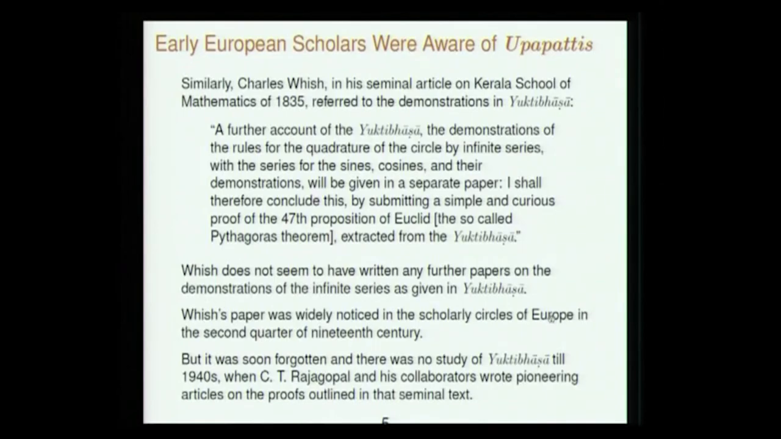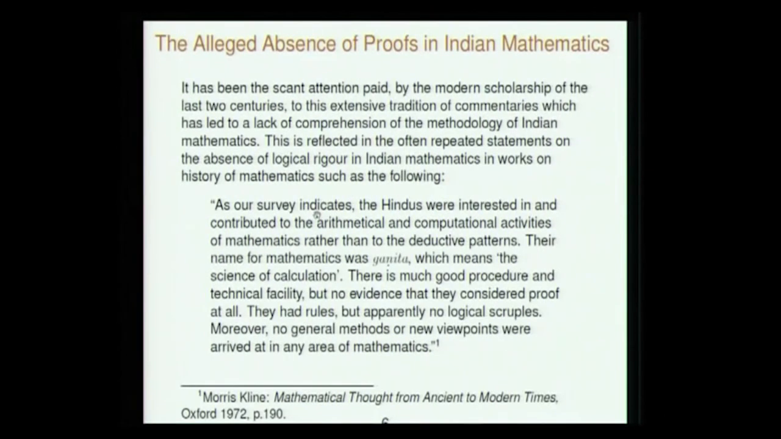Now, Whish's paper was widely noted at the time when it was written. It was written in 1835. So, this was considered an important discovery at that time. However, all this was soon forgotten, and there was really no study of Yukti Bhasha for almost 110-120 years, when C.T. Rajagopal and his collaborators started pioneering articles on proofs in Indian mathematics.